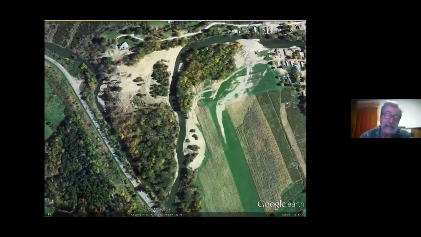And here's that site after they were finished. So again, they were able to block this section off. They were able to reconstruct this original channel to those dimensions that are very stable, and things worked out fairly well. And we'll look at that site in a little bit more detail.